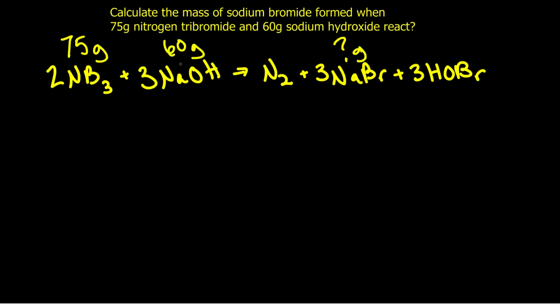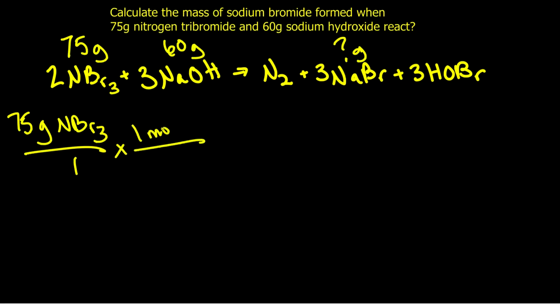One of these guys is the limiting reactant, but in order to figure out which one, I got to do mole conversions because I can't use mass. We got to do a mole conversion first. I got to change the 75 grams of nitrogen tribromide to moles. So 75 grams nitrogen tribromide, put that over 1. So 1 mole of nitrogen tribromide is equal to how many grams of it?